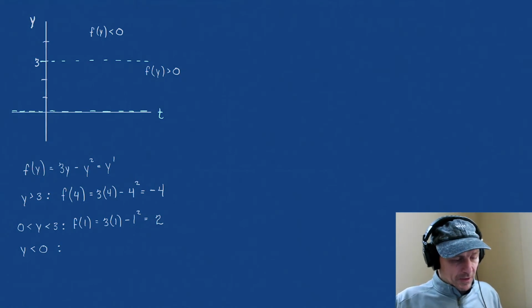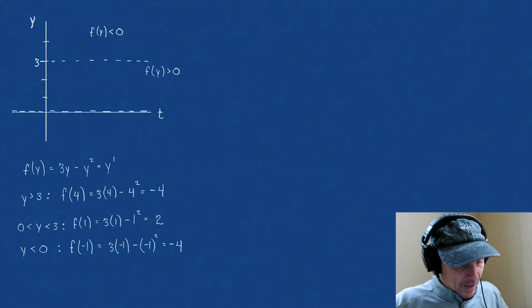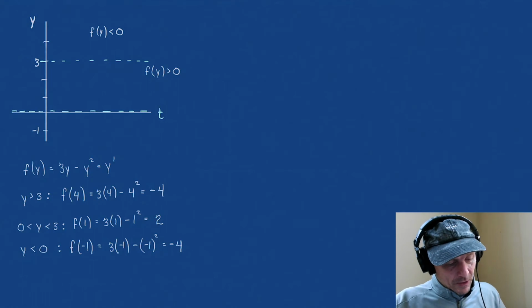All right, the next one, let's try -1. So we're below 0 now. f of -1, this is going to be 3 times -1 minus -1 squared. Well, this is going to be a -3 minus another 1, so that's going to be a -4. So when we're at -1, here we have a slope of -4. So here, f of y is less than 0.